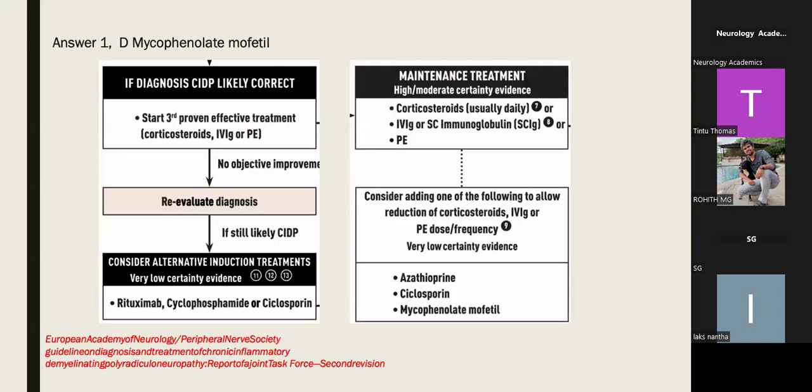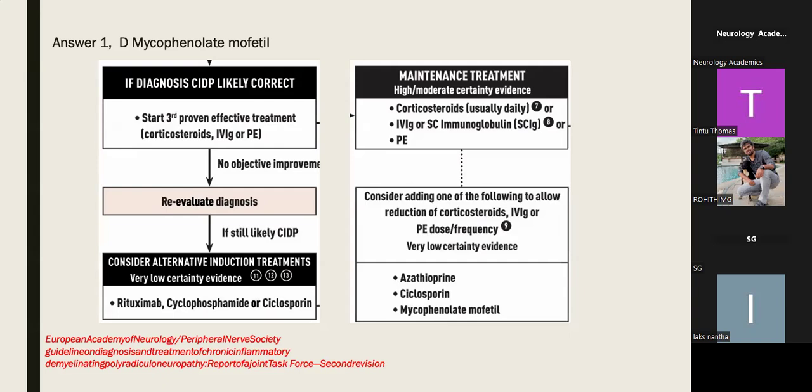When the first line fails, your plasma exchange and IVIG are immunomodulatory therapy. Steroid is a broad spectrum agent. And once that fails, the second step is immunosuppression. In immunosuppression, you want to go for something which acts very fast. That is why you prefer cyclophosphamide or even rituximab.